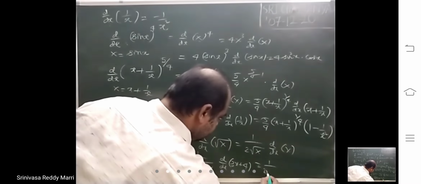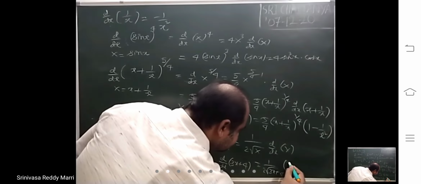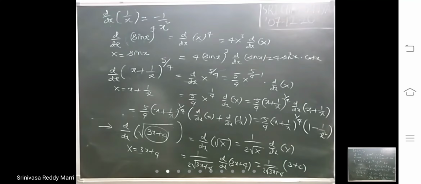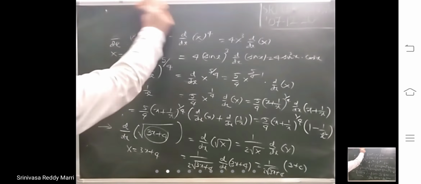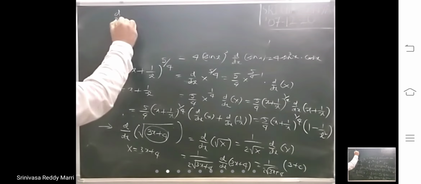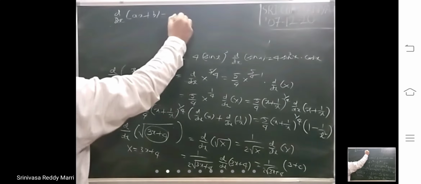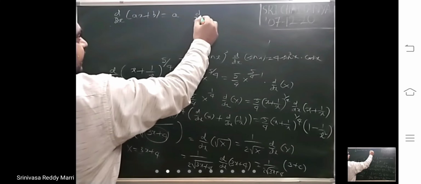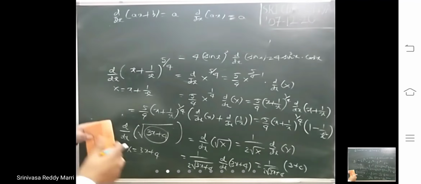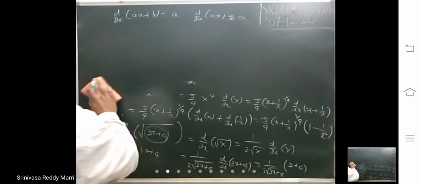Now, into d by dx of 3x is 3 into 1 plus 0. 3 into 1 plus 0 means what? 3. So, whenever you get a linear function, always remember, directly you write d by dx of ax plus b is nothing but a. Derivative of a linear function is nothing but the x coefficient always. So that is the first rule.